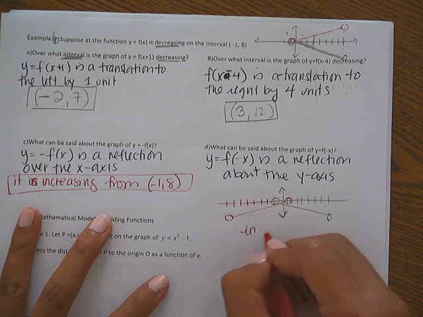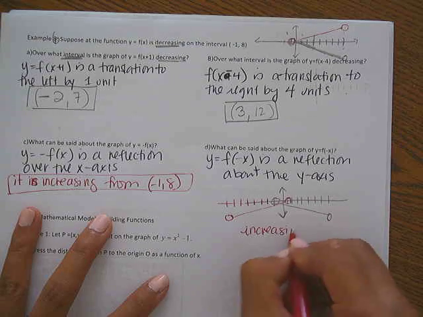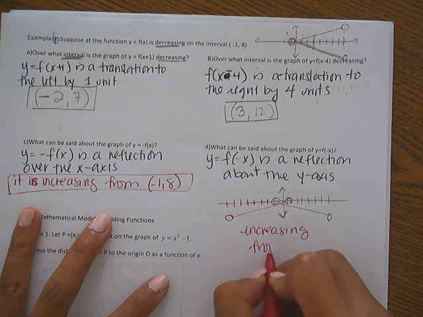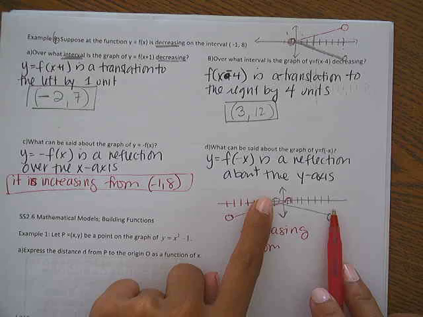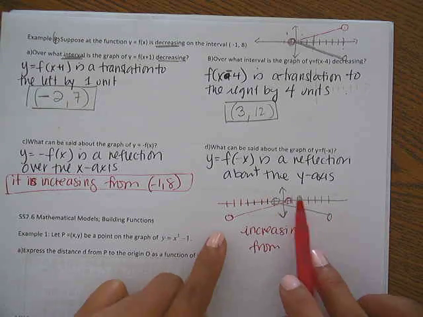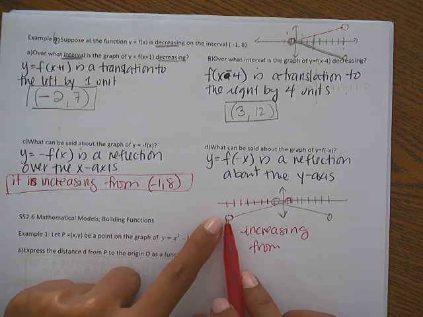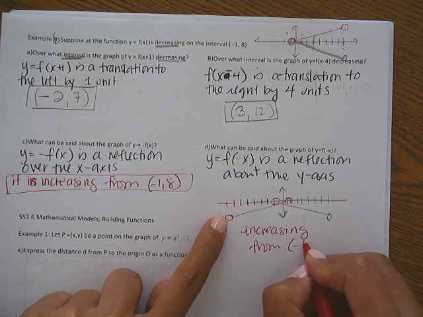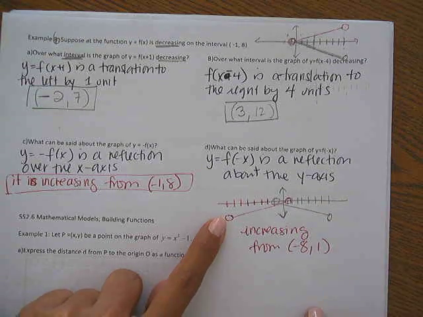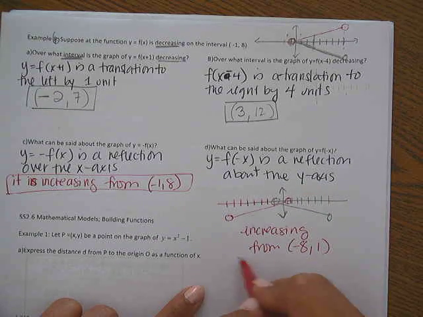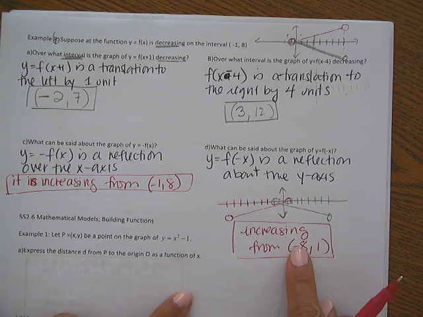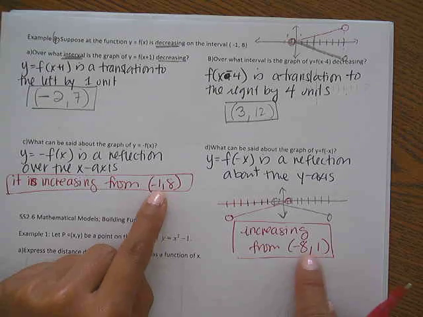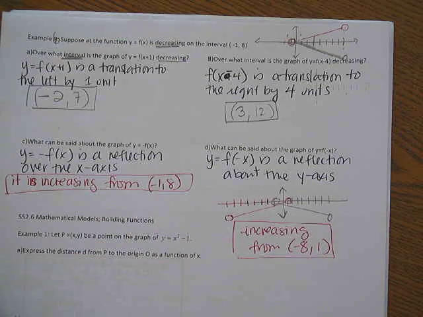It's increasing. Is it still the same interval? No, it's not the same interval anymore. It's from -8 now to +1. So -8 to +1. See how, with reflection over the y-axis, you need to switch these values. Look at that. Crazy, right?